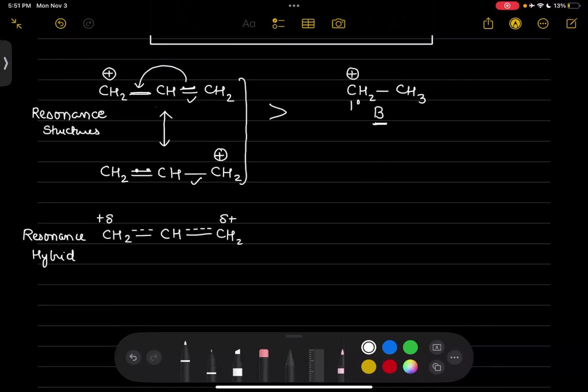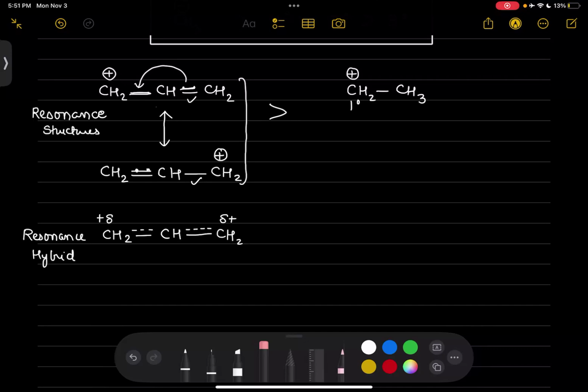This positive charge got the electron from the nearby double bond, and because of that, the positive charge was able to delocalize on two carbon atoms. And that actually made it more stable. Is it clear or not?